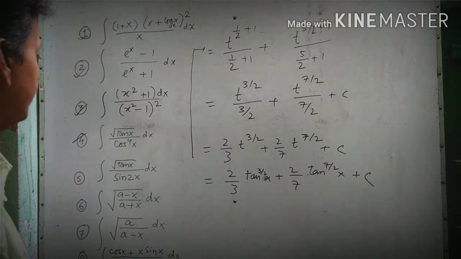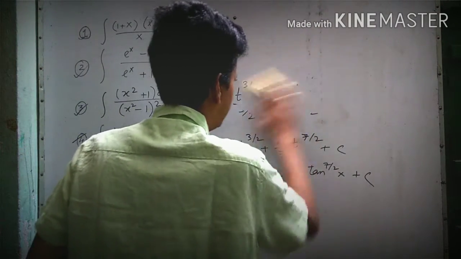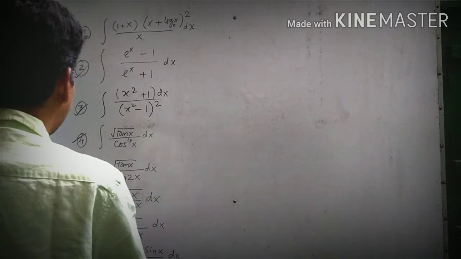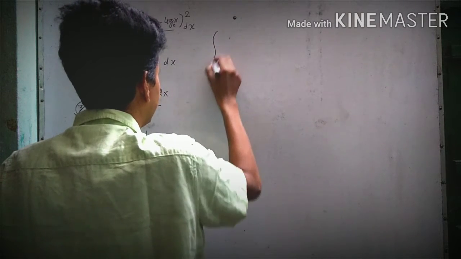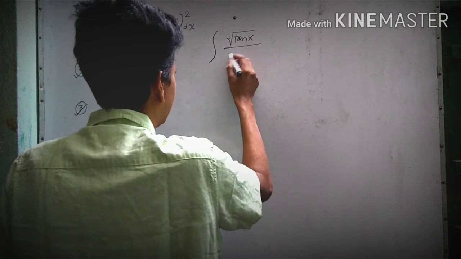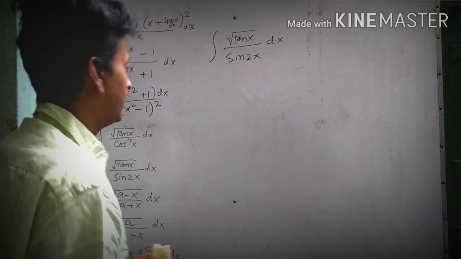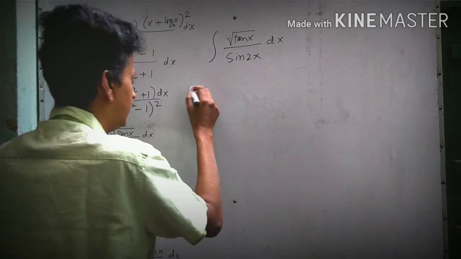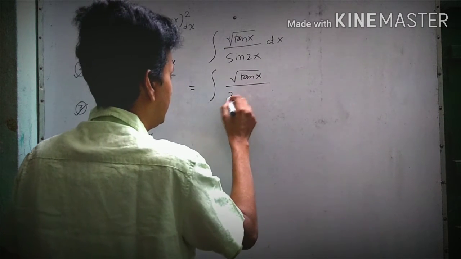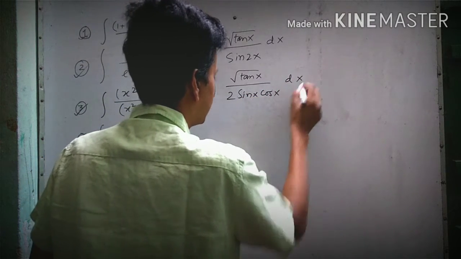Now we come to the next problem, that is problem 5. Our next problem is integration of root tan x by sine 2x dx. This is a very important problem. First we write this integration as root tan x by 2 sine x cos x dx.